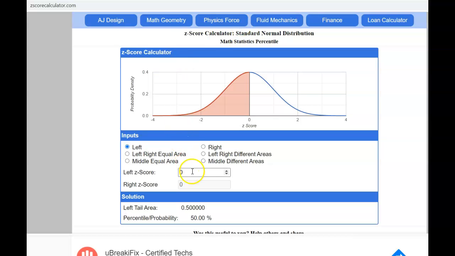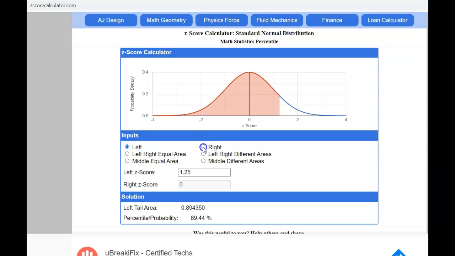So let's say I go through and get a calculation and I get 1.25. If I'm interested in the probability of someone getting a score of less than 1.25, I would report 89.44%, right? Or 0.8944 if it was in proportions.